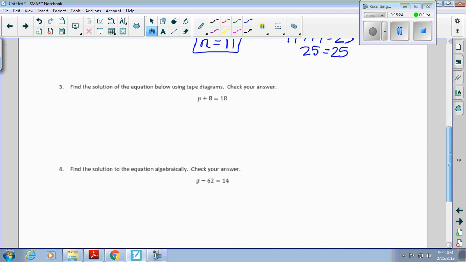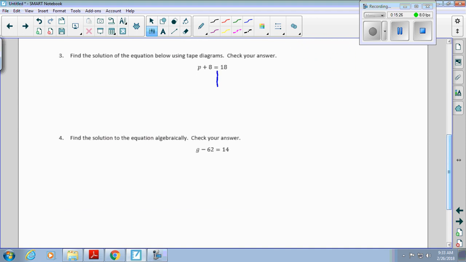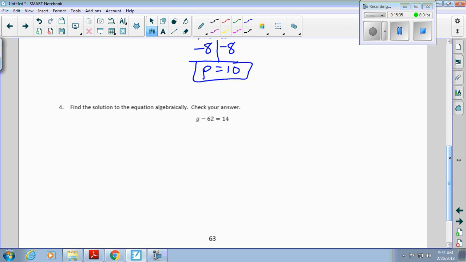All right, the next one. You're going to subtract 8, you're going to get p equals 10. I am going to let you guys do the check on your own. And then on this one, instead of subtracting 62, we are going to add 62. So you get g equals 76. All right, again, whatever is being done with that variable, you're undoing that. So look for the side with the variable and look at a way to unwind that, okay?